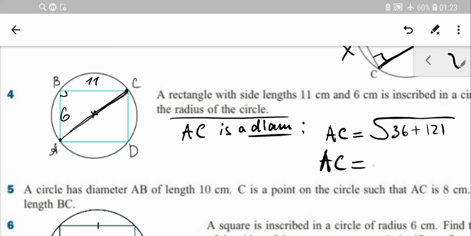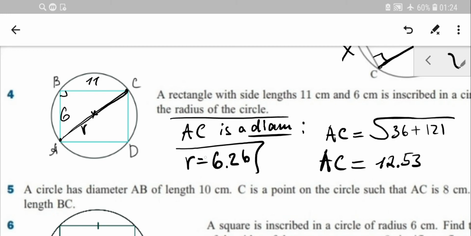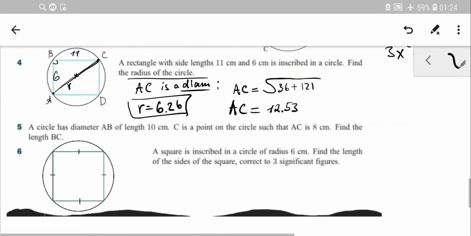So AC is, let's calculate that quick. So 36 plus 121. So we'll get AC is about 12.53. And in order to find the radius, we just halve that, and we'll get just over 6.26. Alright, that's the final answer for the radius.